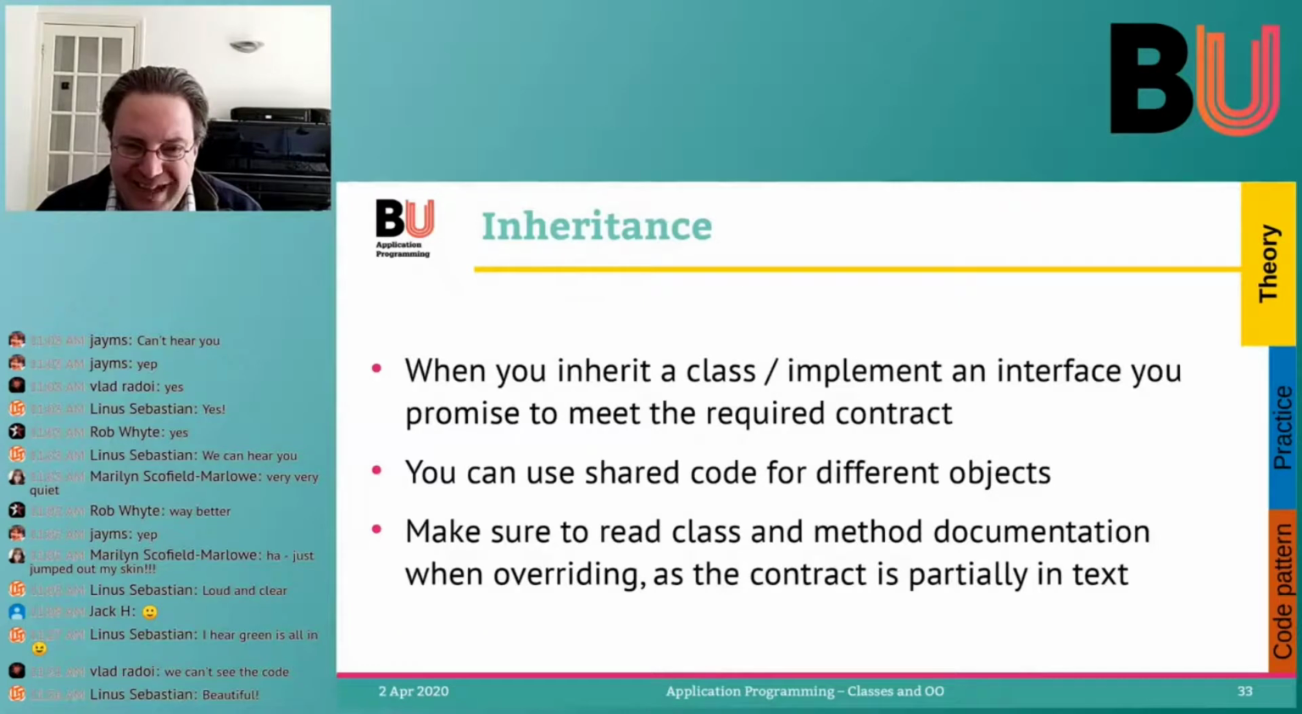Like I said, when you inherit a class or implement an interface, you promise to meet the contract. You can reuse shared code. You can also call parent code in a child code. Sometimes that's necessary. It's not always easy in a language to specify that is required. But documentation is really important there.